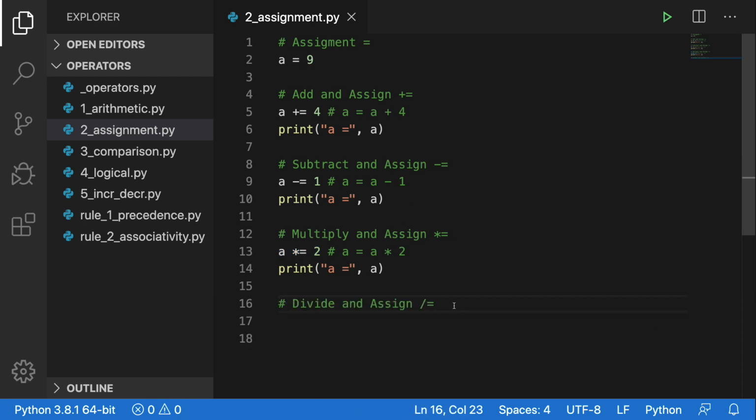And our last one is the divide and assign operator. I will divide it by 3, so a divided by 3 divides a by 3 and then makes an assignment, and the result is always a float. Here we have 24 divided by 3 as a float, so it should be 8.0.